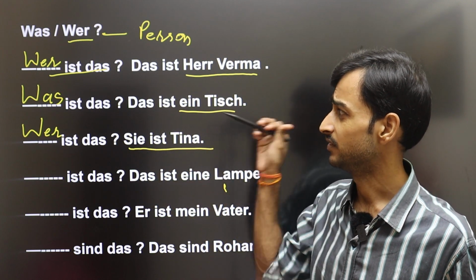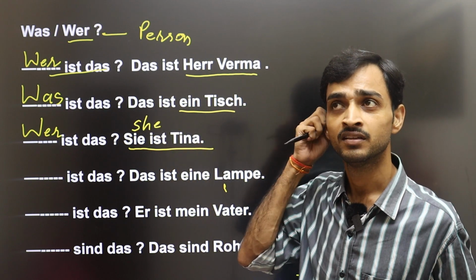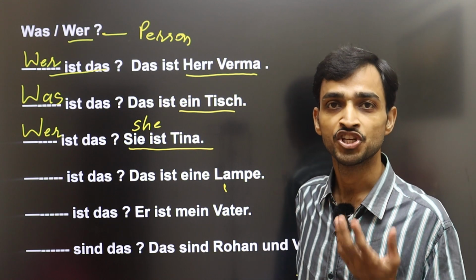So here I have written sie. It means she. Sie. How do we say? Sie, with a buzzing sound. Sie means she.